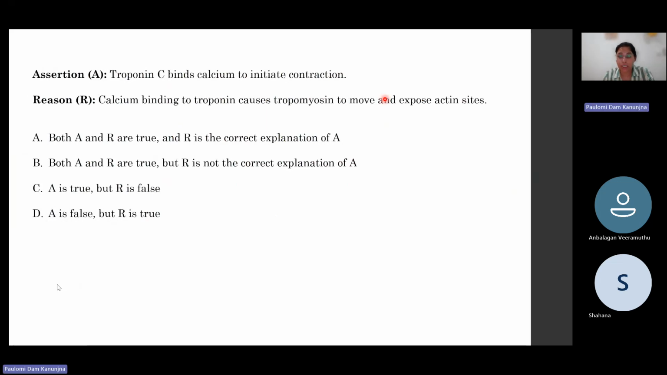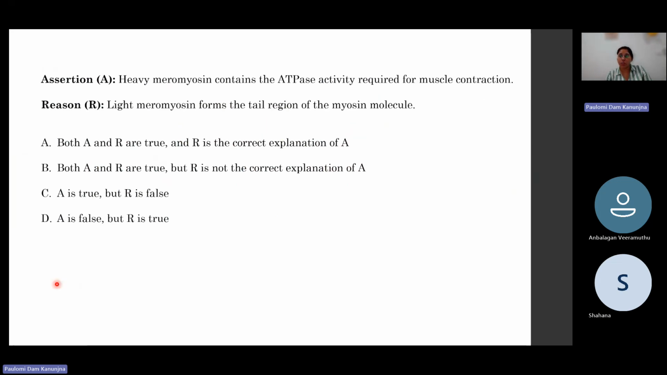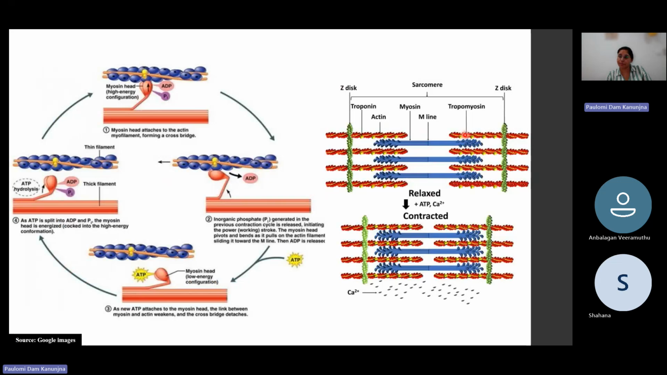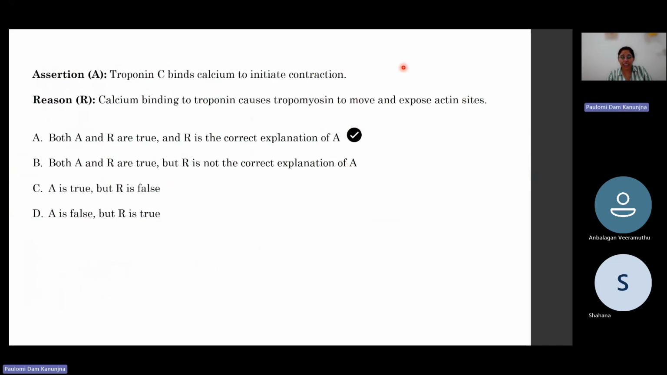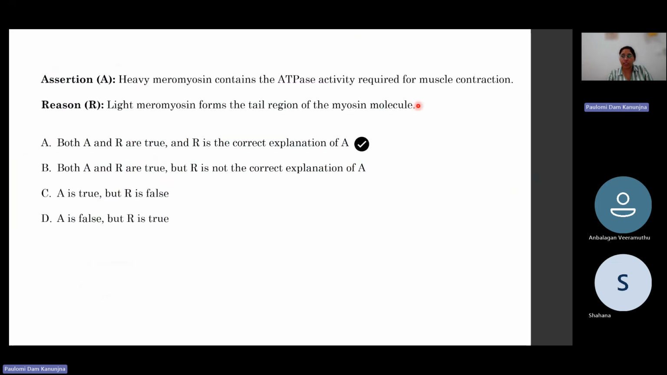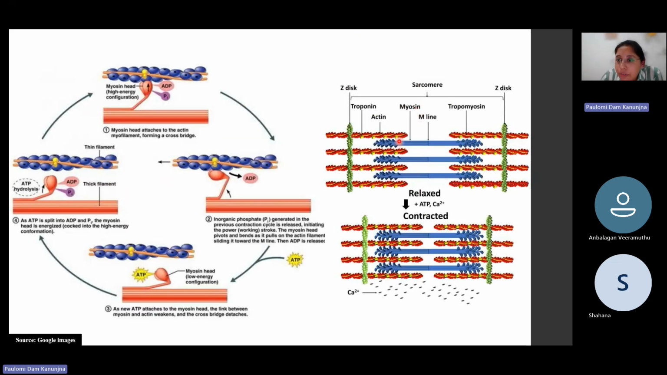Okay, let me give you the answer for this. So this is correct. Now see, remember this, okay? Your tropomyosin is here. Now, it said that your troponin C binds to calcium to initiate contraction. And as your troponin binds to calcium, your tropomyosin moves and exposes actin sites. Now see, your tropomyosin was here. If you see the tropomyosin, these are the tropomyosins, okay?